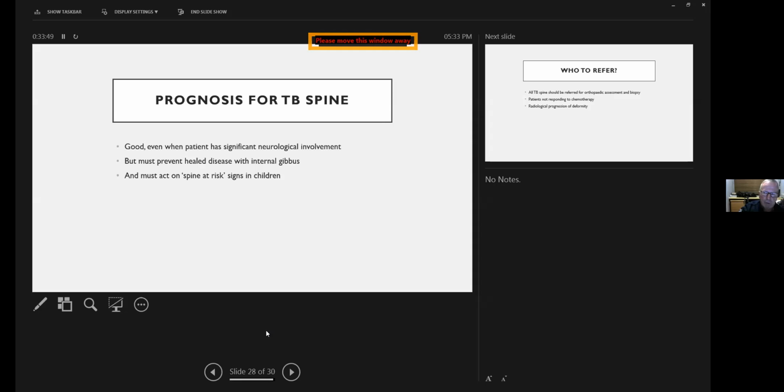Okay, so the prognosis is good. I don't want us to think that if somebody's become neurologically involved that they're a cripple for the rest of their lives. They shouldn't be. Okay, then my second line is prevent the paraplegia of healed disease with internal gibbus, because they're getting the neurology with the myelomalacia, and that's irreversible. And you must act on spine at risk signs in children.